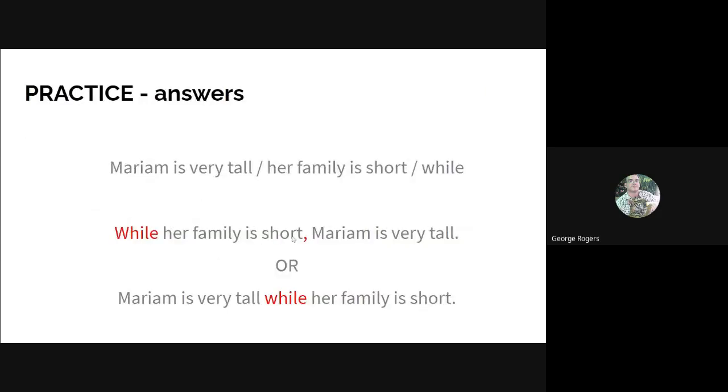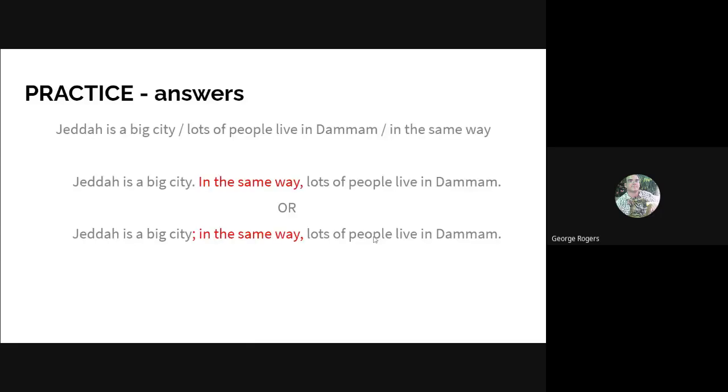While her family is short, comma, Miriam is very tall. So again, Miriam is very tall. So they're saying that that's the more important, standalone. Her family is short. So if we start while her family is short, we need a comma here. Right? If we started with Miriam is tall, while her family is short, no comma is necessary. Look at the next one.